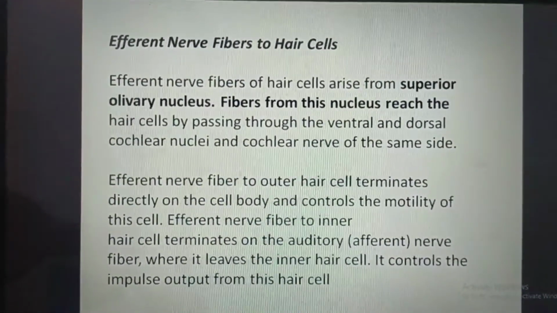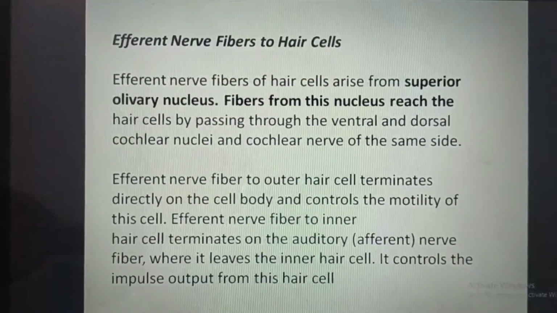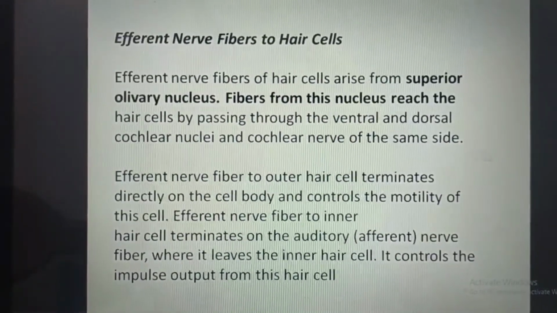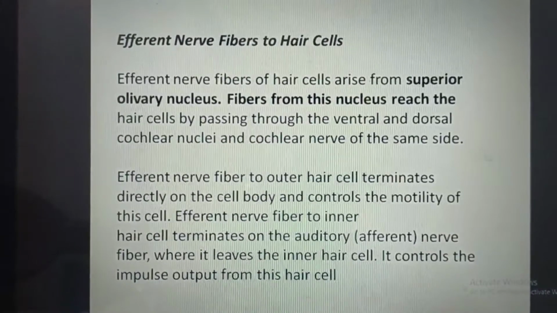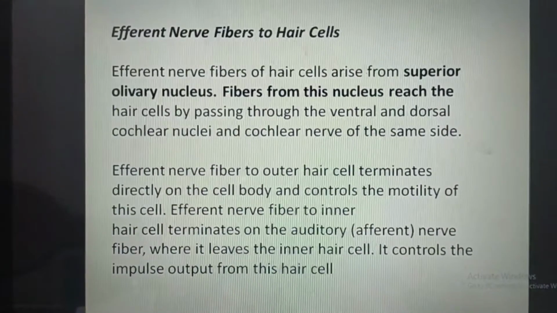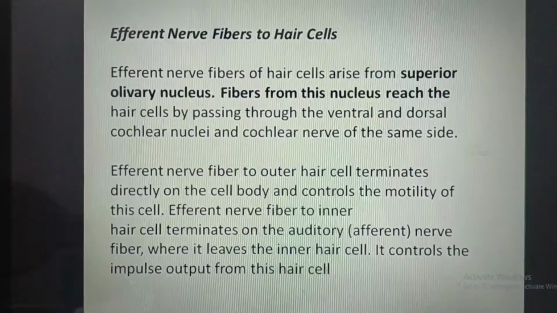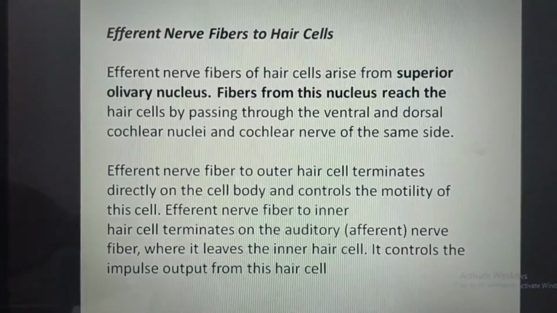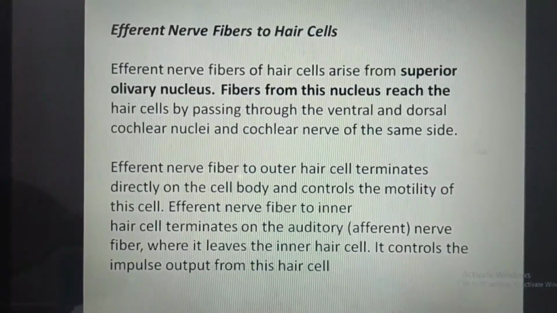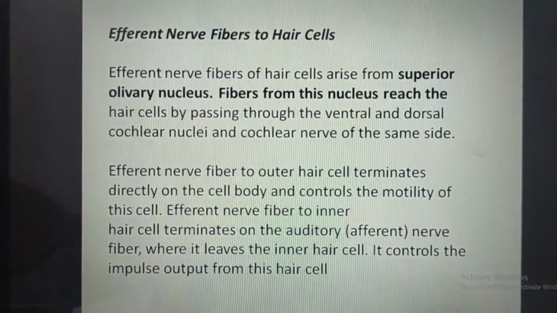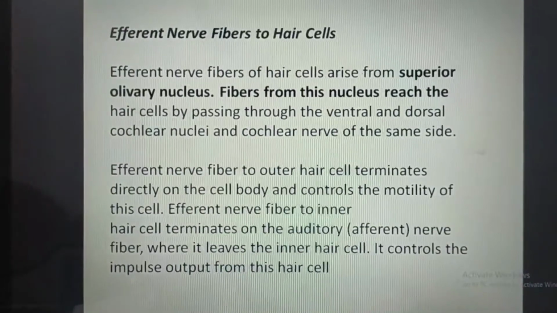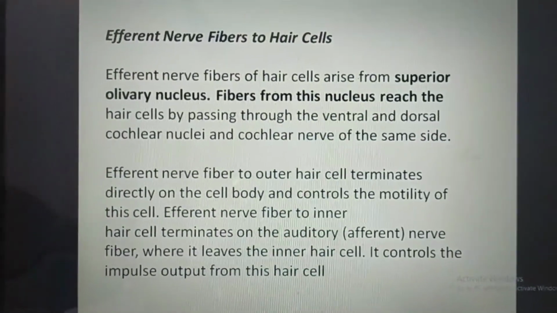Efferent nerve fibers of hair cells. Efferent nerve fibers of hair cells arise from the superior olivary nucleus. Fibers from this nucleus reach the hair cells by passing through the ventral and dorsal cochlear nuclei and the cochlear nerve of the same side. Efferent nerve fibers to outer hair cells terminate directly on the cell body and control the motility of the hair cells. Efferent nerve fibers to inner hair cells terminate on the auditory nerve fibers where they leave the inner hair cell. It controls the impulse output from this hair cell.